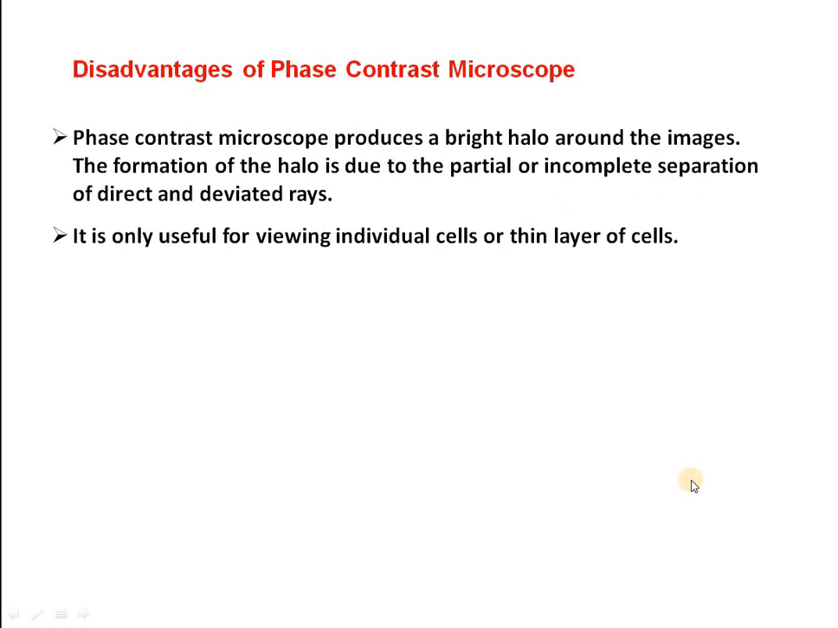So what are the disadvantages of the phase contrast microscope? The phase contrast microscope produces a bright halo around the image. So around whatever image has been formed, bright halo regions are found, and the formation of these halos is due to the partial or incomplete separation of the direct and deviated rays.